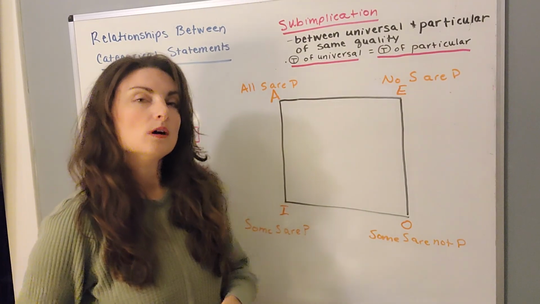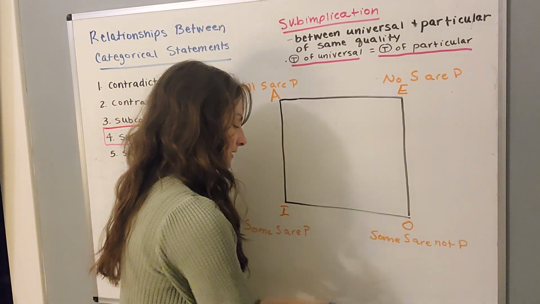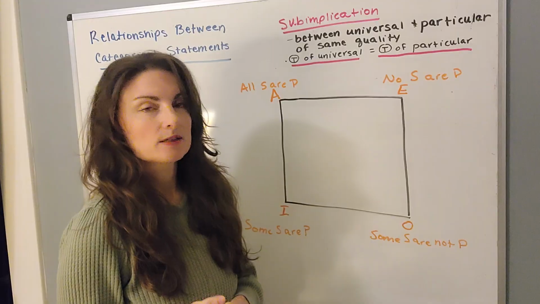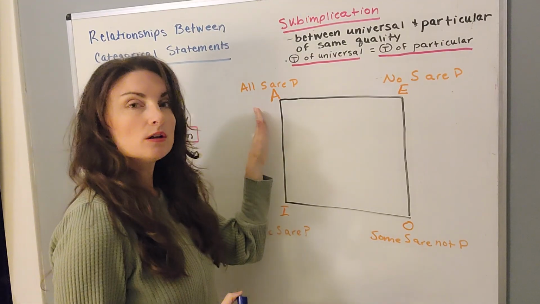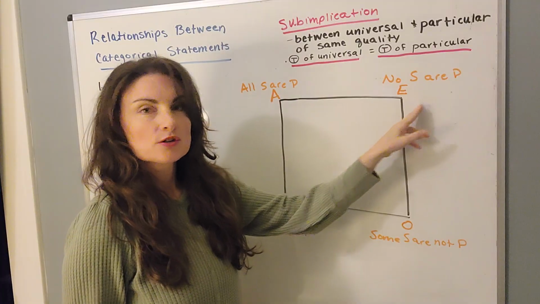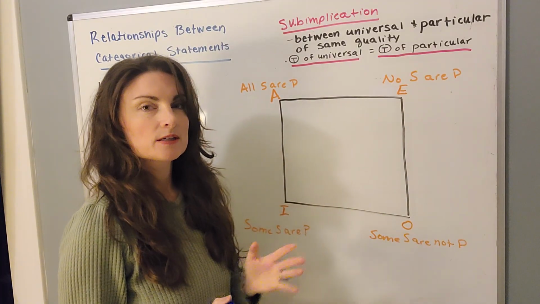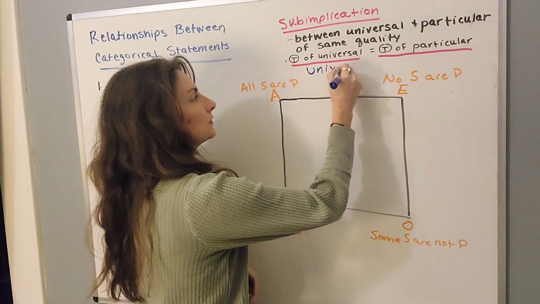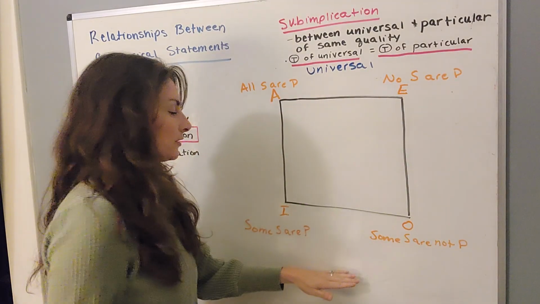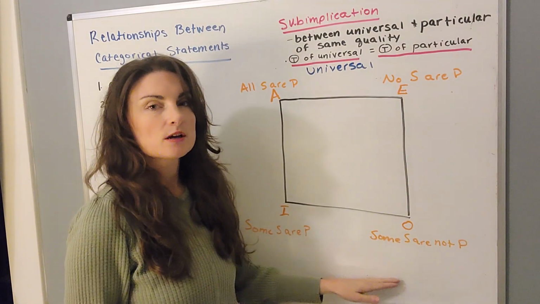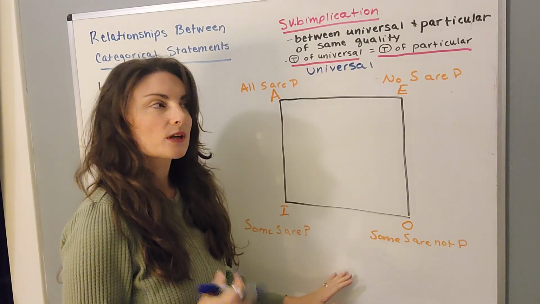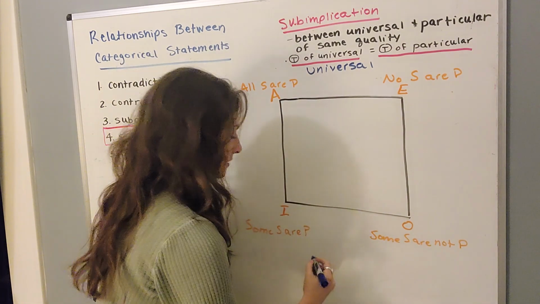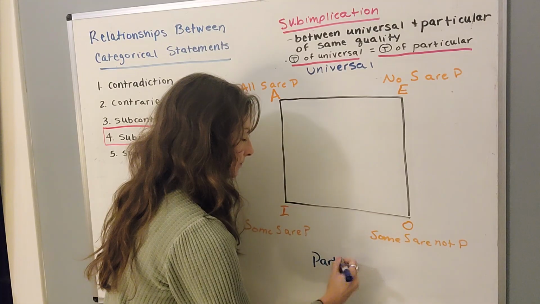Now we're going to look at quality and quantity of our statements here. So the first thing we're going to look at is quantity, how much of the subject is being talked about. Up here we have all of our subject and none of our subject. So the entire extension of the subject is either included or excluded. So the top is called the universal. Down at the bottom we're talking about some are and some are not. So some of the subject is talked about, but not all of it. So this is particular because part of the subject is talked about.